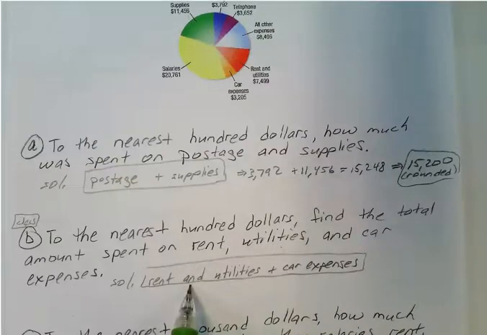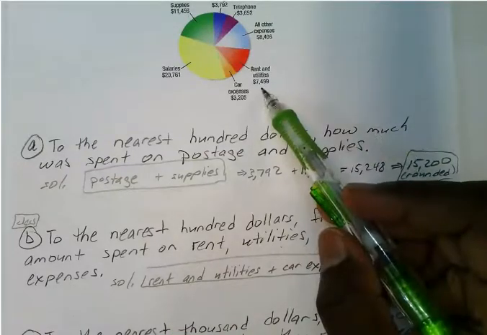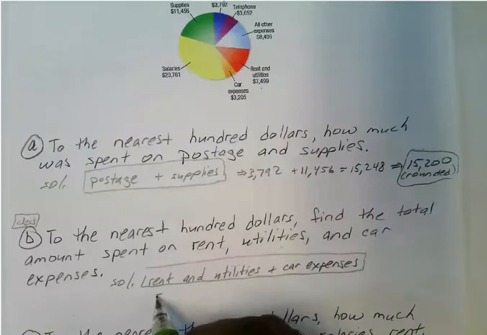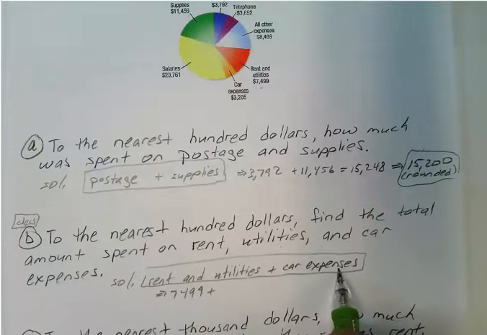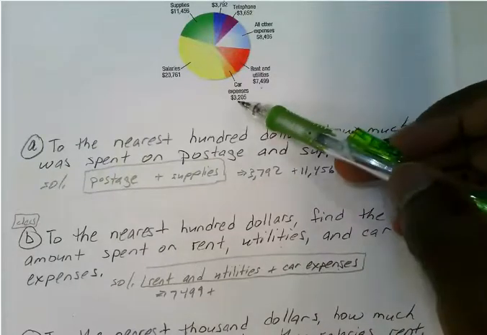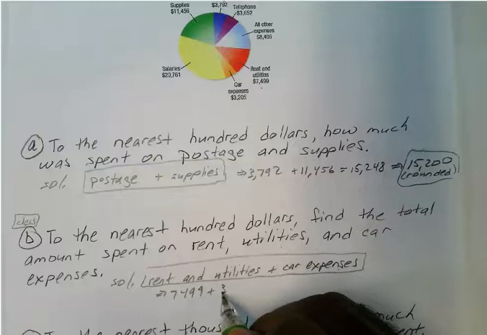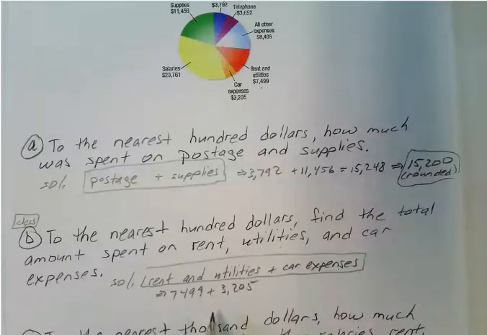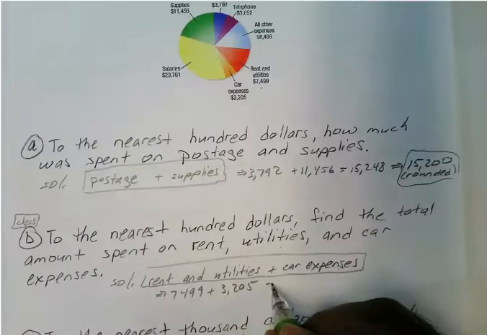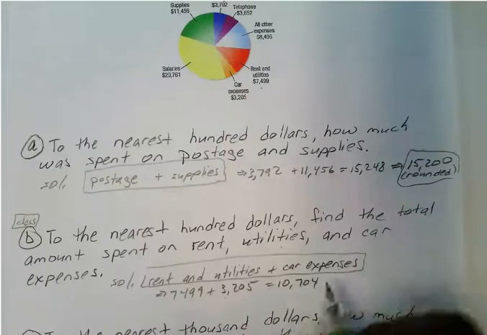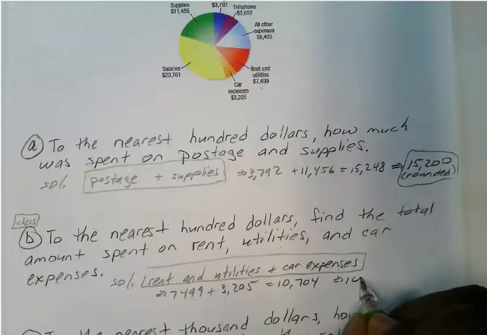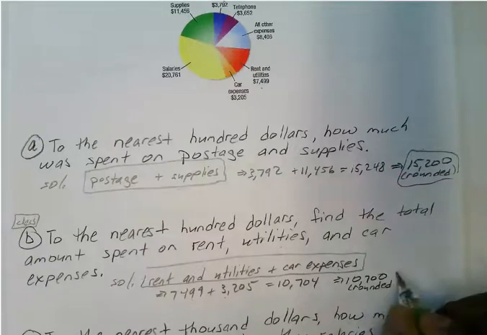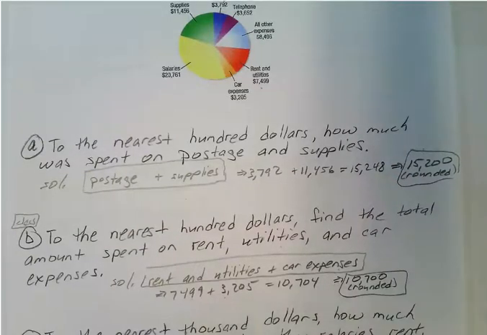Okay, so we see that our rent and utilities is 7,499 plus our car expenses, which is 3,205. Okay, so you add those two together, you get 10,704. Well, we want to round it to the nearest 100, so that makes it $10,700 when rounded to the nearest $100.